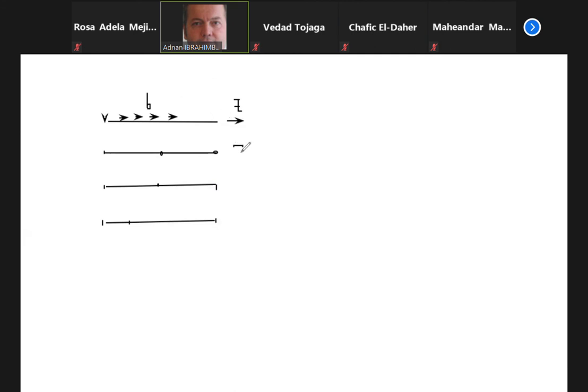So this is the two elements with two nodes. Okay, this is one element with three nodes. This is also one element, three nodes, but they are not the same.